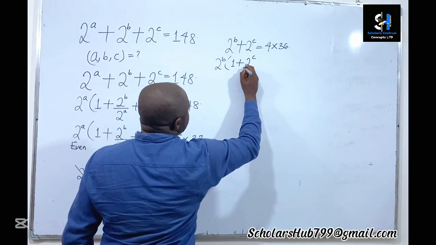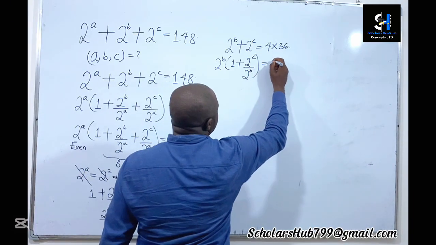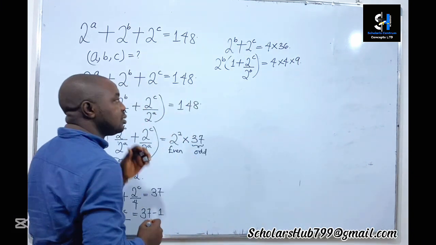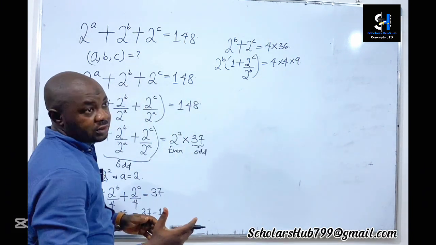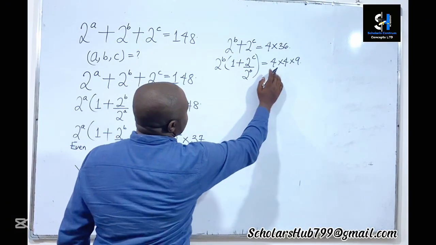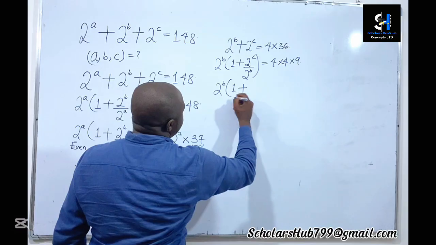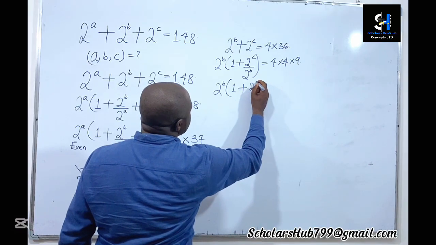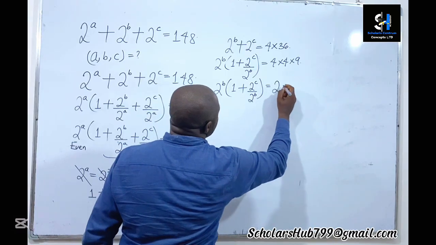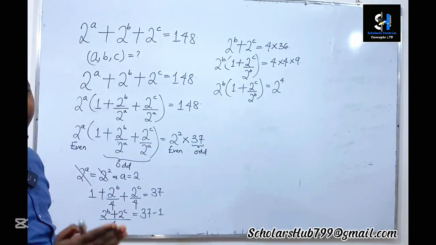Then plus 2 raised to the power of c divided by 2 raised to the power of b, and that is equal to 4 times 4 times 9. Let's put it that way, 4 times 4 times 9. All right, so in this case, we have 2 raised to the power of b, parentheses, 1 plus 2 raised to the power of c over 2 raised to the power of b, equals 2 raised to the power of 4, because 2 raised to the power of 2 is 4, okay?